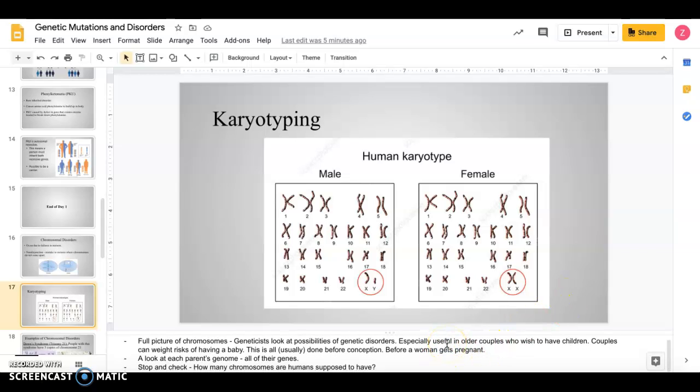But let's stop and check. How many total chromosomes is a person supposed to have? So yes, a person has 46 chromosomes, 23 pairs, as you can see in the karyotypes. 44 of those are autosomal chromosomes, and 2 of those are sex chromosomes.